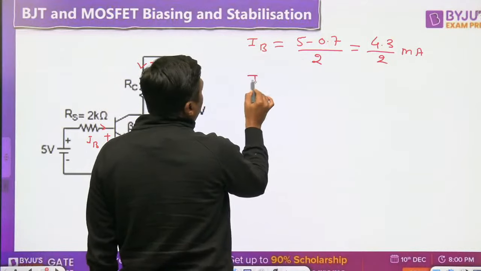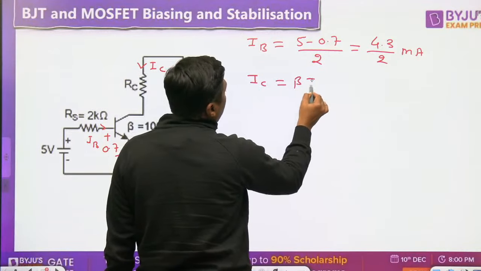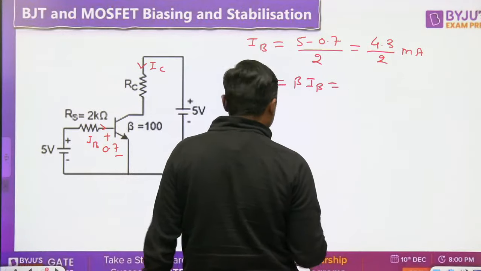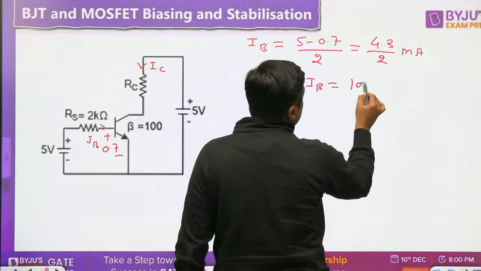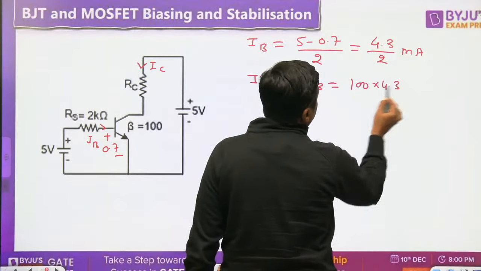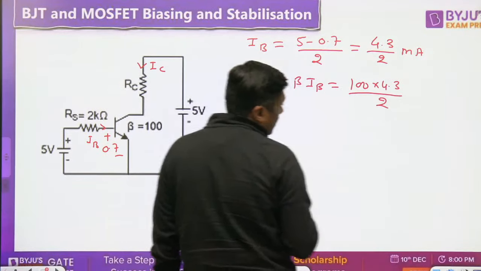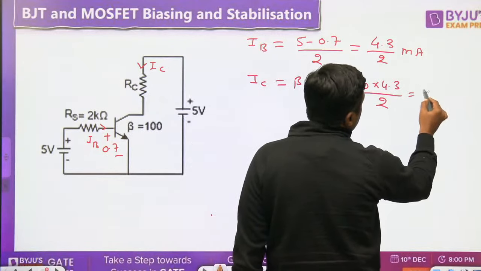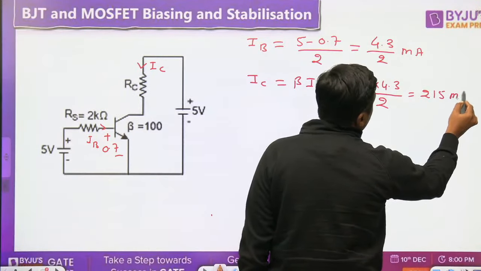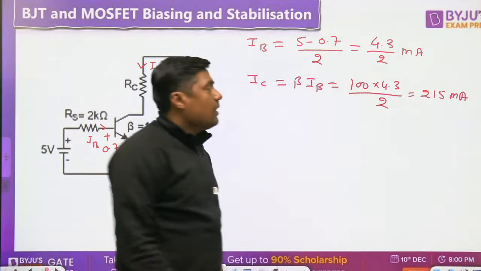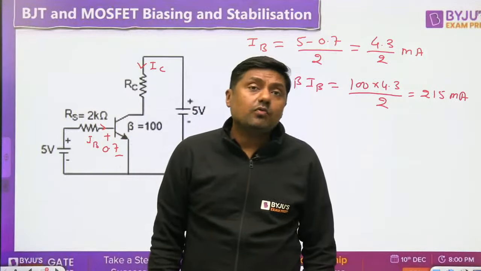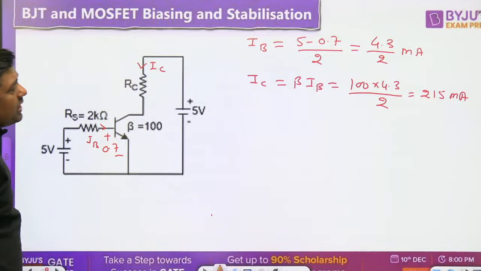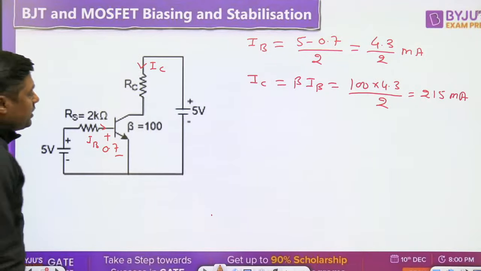What is the value of IC? Beta times IB. That is 100 into 4.3 divided by 2, that is nothing but 430 divided by 2, 215. Please check my calculation. So that is the value of IC, a very large value of IC. Normally we are getting 1 milliampere, 2 milliampere, 10 milliampere. That is very, very large.